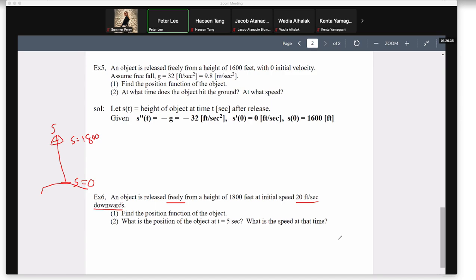Sometimes it is not a free fall. By the way, if you throw the object upwards initially, is that still called free fall?